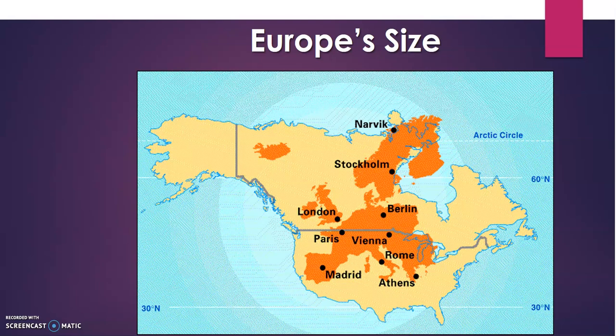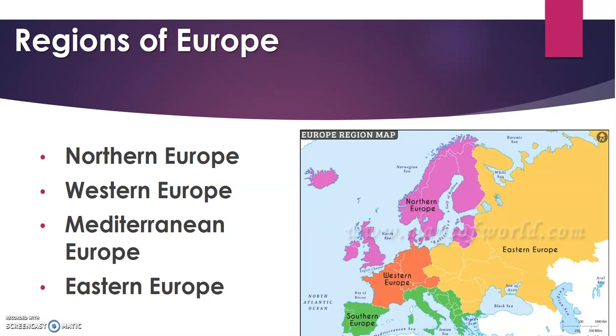To give you guys an idea of how big Europe is in comparison to the US, you guys can see that Europe is smaller than the US. Throughout Europe, there are 4 regions. As you guys look at this map, you guys can see Northern Europe is right here, Western Europe is right here, Southern Europe or Mediterranean Europe is right here in the green, and Eastern Europe is here in the yellow, which is by far the biggest.